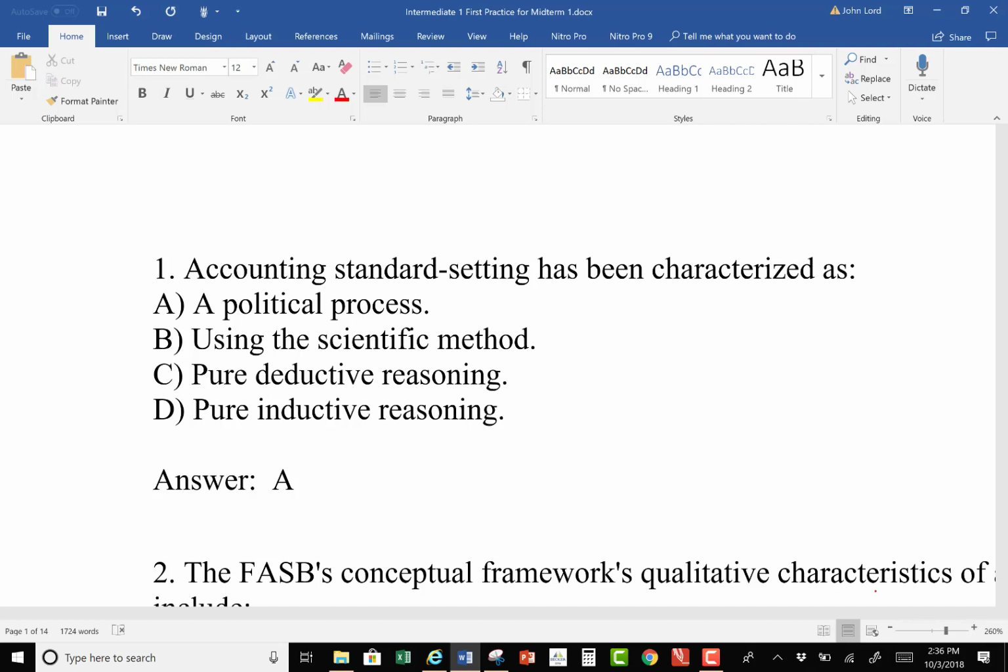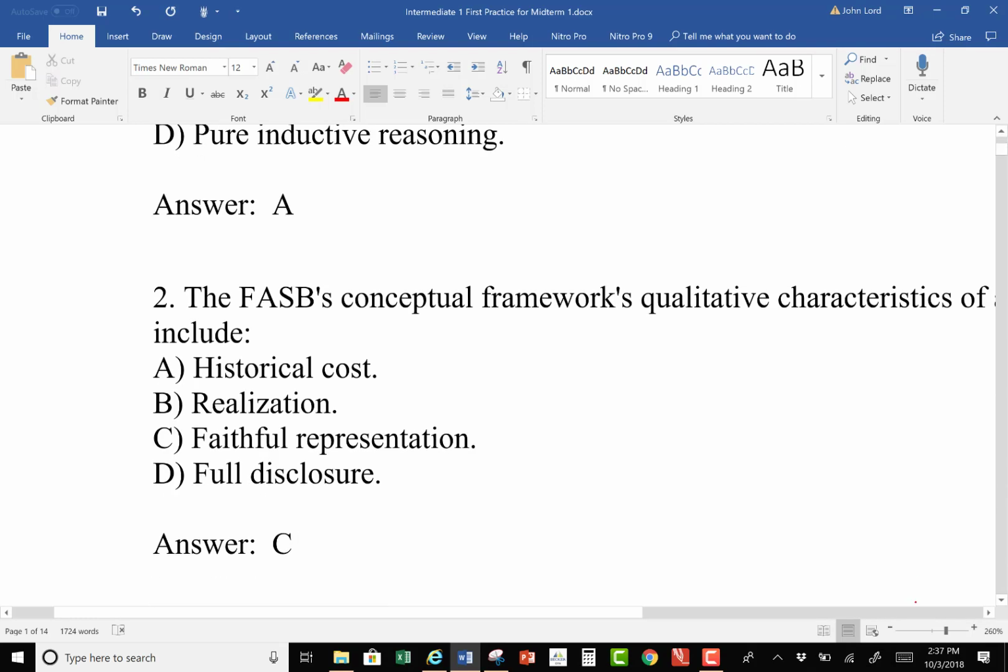All right. So what happens? You take a look at number 1. Accounting standard setting has been characterized as a... And you look at these others, pure deductive, pure, nothing's pure, using the scientific method. It's a messy political process. And remember I talked about how the preparers of financial statements go to Congress and put pressure on SEC and all that? Okay, so it's politics. Okay, everything is politics.